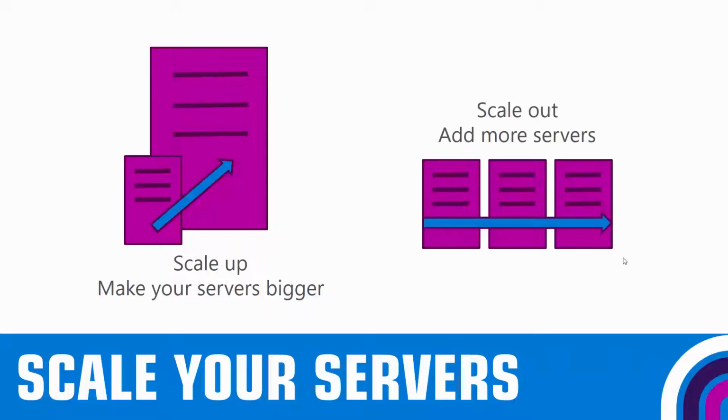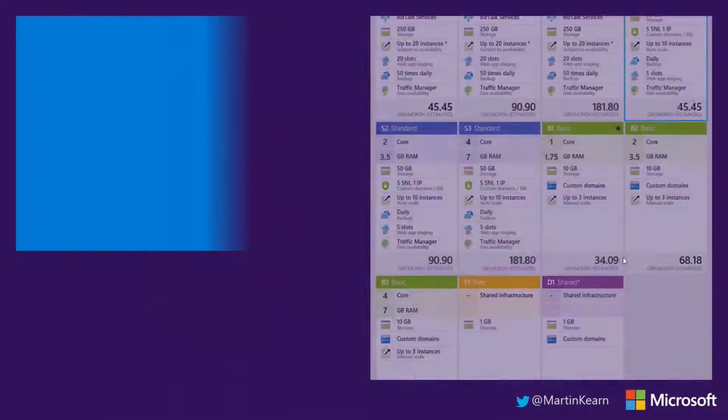So there are two ways to scale your servers, always has been. Scale up, which is make your servers bigger. So add more resources to the existing servers, more memory, more disk, more CPU. And scale out, which is add more servers that do the same thing. These are two main models, and we can represent both of these in Azure as well.